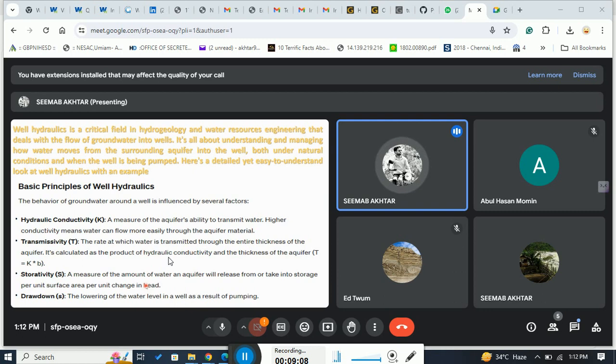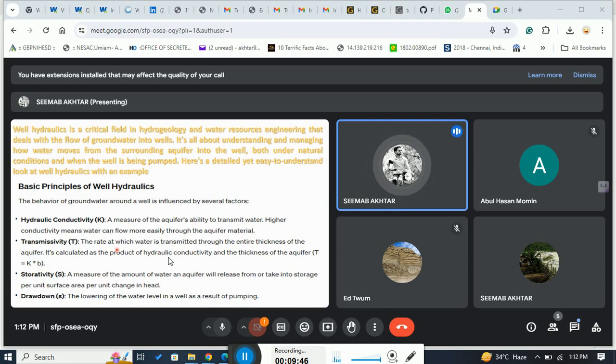Basic principles of well hydraulics. The behavior of groundwater around a well is influenced by several factors. Hydraulic conductivity, a measure of the aquifer's ability to transmit water. Higher conductivity means water can flow more easily through the aquifer material. Transmissivity, the rate at which water is transmitted through the entire thickness of the aquifer. It is calculated as the product of the hydraulic conductivity and the thickness of the aquifer. T is equal to K times b, where b is the thickness and K is the hydraulic conductivity.